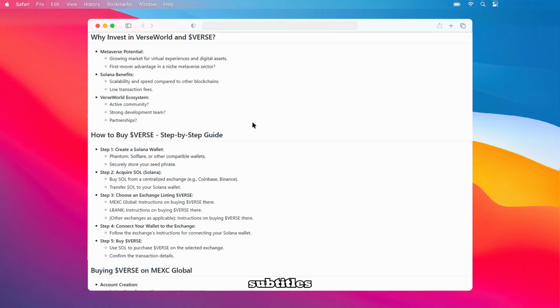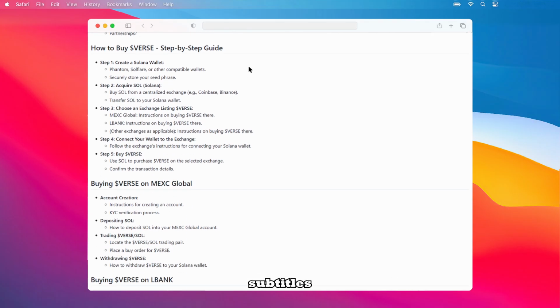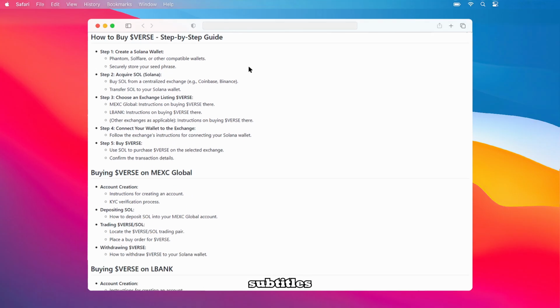Step 3. Choose an exchange that lists Dollarverse, such as MEXC Global or Bank. We'll be giving instructions for buying Dollarverse on these exchanges specifically. Step 4. Connect your wallet to the exchange by following the exchange's instructions. Step 5. Buy Dollarverse, using your SOL to purchase the Dollarverse on your chosen exchange, being sure to double-check all the transaction details.